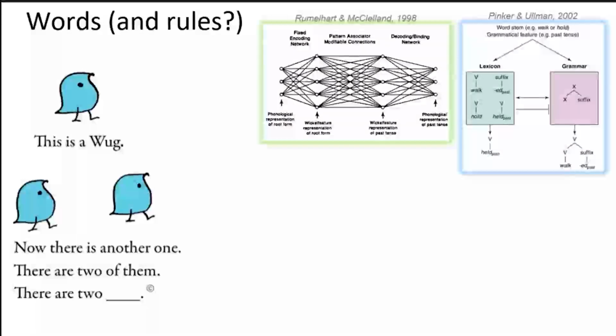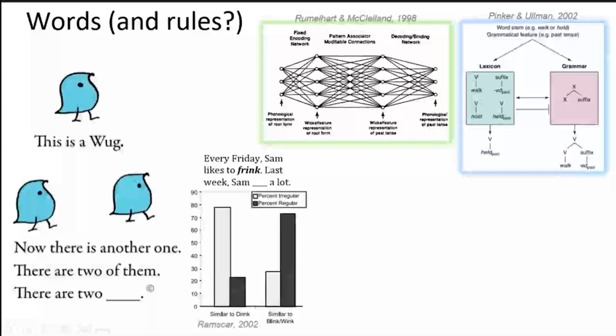And some evidence for it comes from a study where instead of wog, they use the word frink. So every Friday, Sam likes to frink. Last week, Sam frinked. Yeah, so some people say frank, like drink and drank.